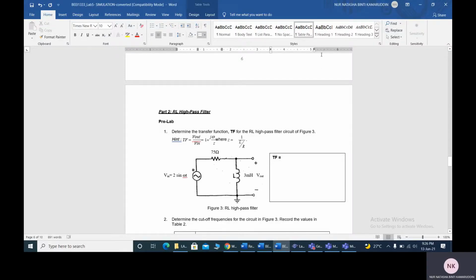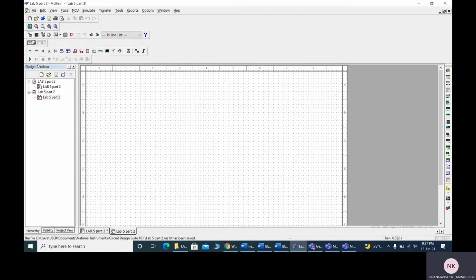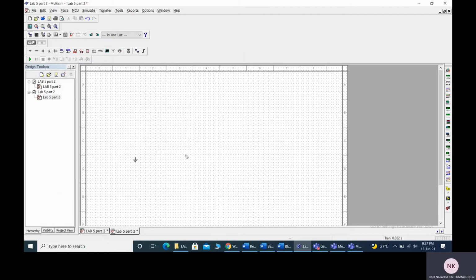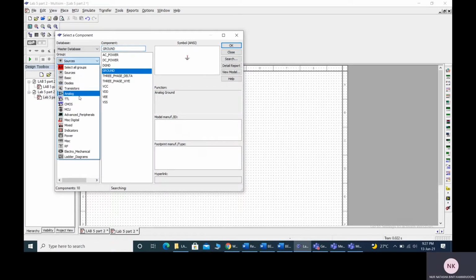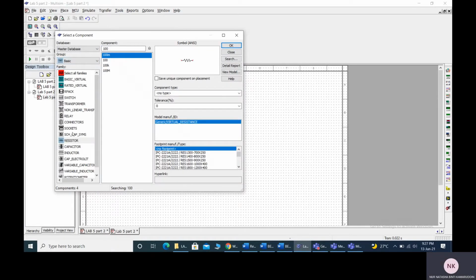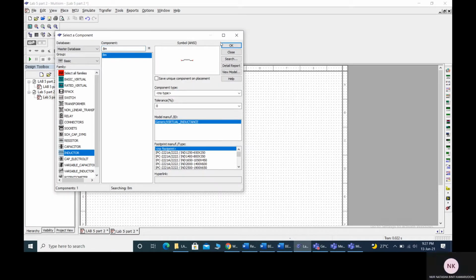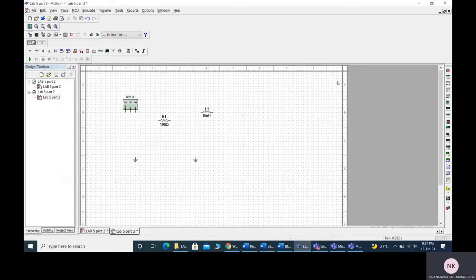Bismillahirrahmanirrahim. Today I will present Lab 5, Part 2, RL High Pass Filter. I will construct this circuit in Multisim. First, we open Multisim and take out all the components that are in the circuit. Then we take out the function generator and lastly the oscilloscope.